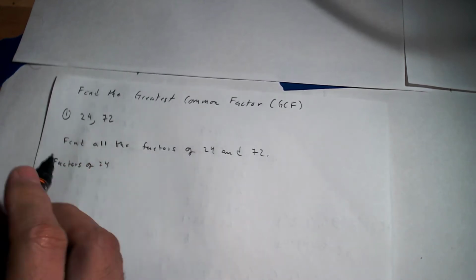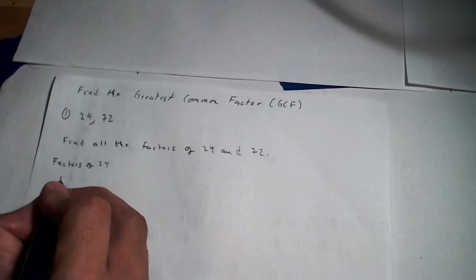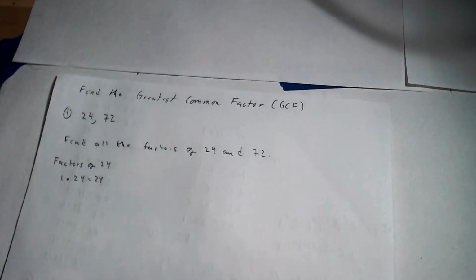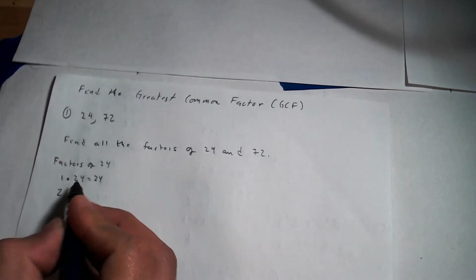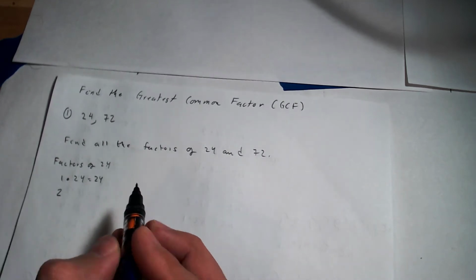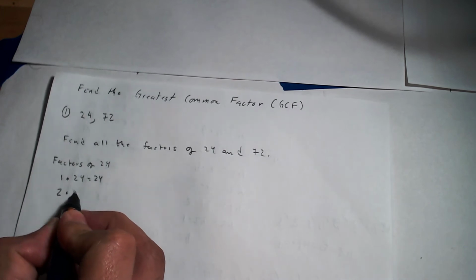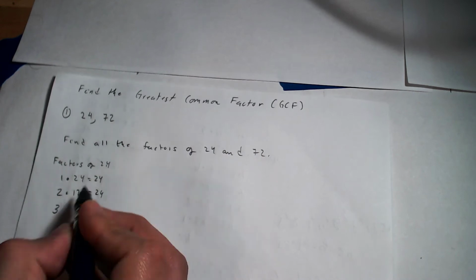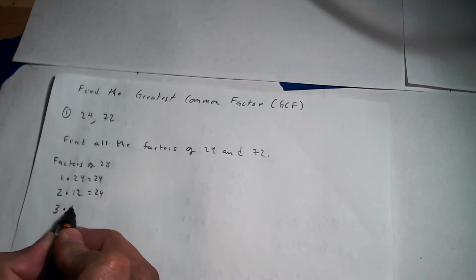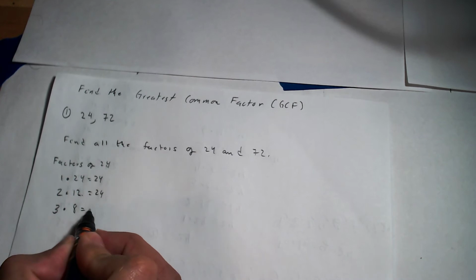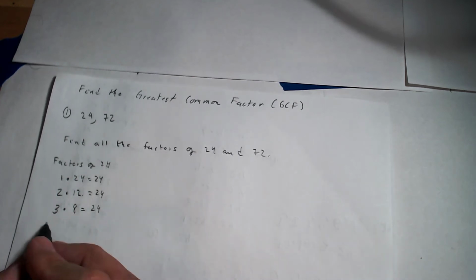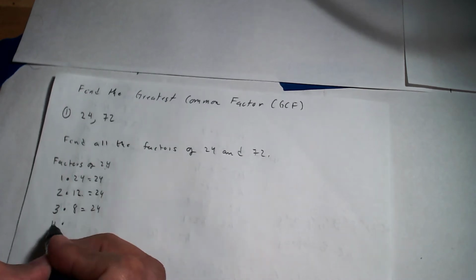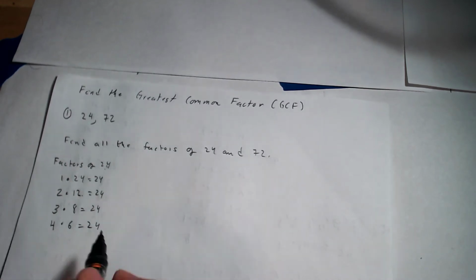We did this in the previous video. We start with 1 times 24, that gives us 24. The next number after 1 is 2. Divide 24 by 2 using a 4-function calculator, and you get 12. So 2 times 12 is 24. The next one is 3. Divide 24 by 3 and you get 8. Then the next number after 3 is 4. 24 divided by 4 is 6, so that gives me 24 here.